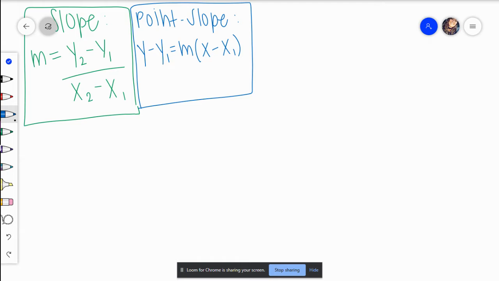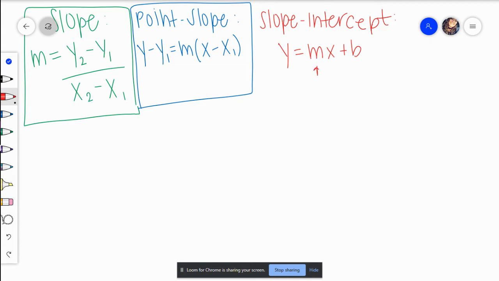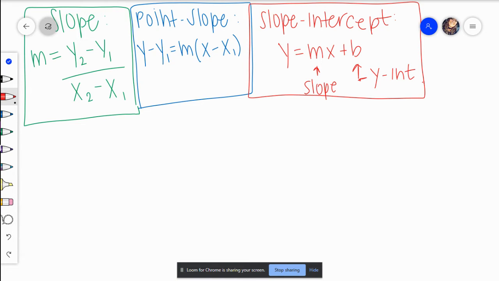And then we have one called slope intercept form. Slope intercept form is actually going to be the equation of a line, which is y equals mx plus b. M here is our slope, and our b is our y intercept. It's where the graph crosses our y-axis.